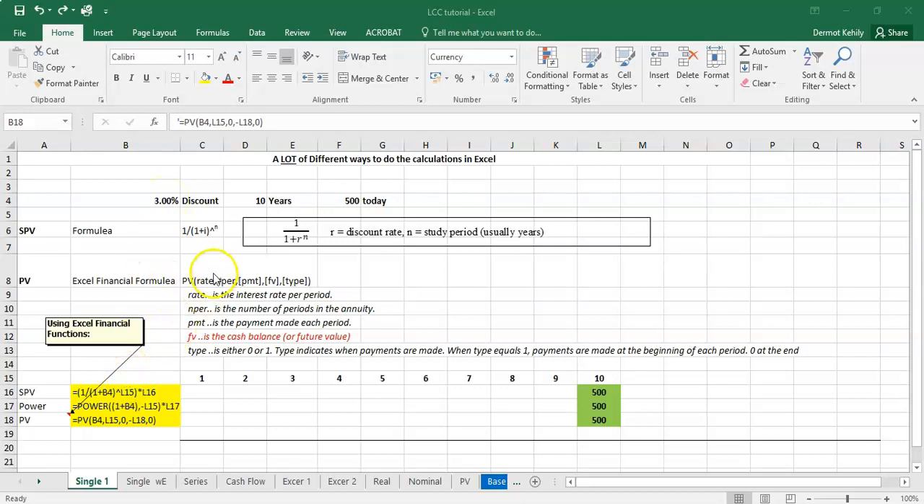So we can do it a number of different ways. In Excel, we can use the calculation that we looked at in class, which is 1 over the power of 1 plus i, or we can use Excel functionality in respect to equals to the power or equals to the PV. So I'm going to show you how to do that.